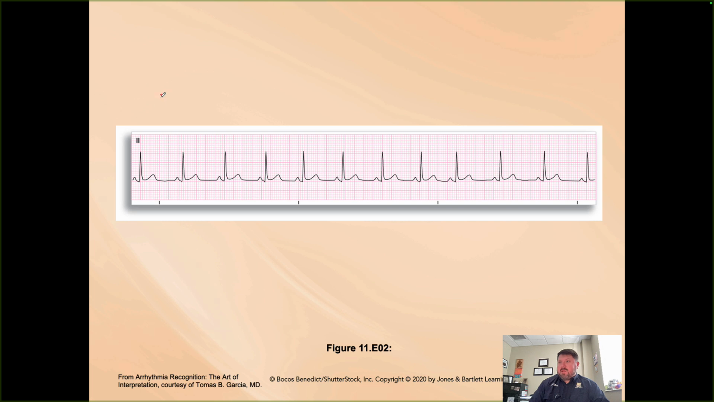Same thing as far as your 6-second strip goes. Make sure you've only got 6 seconds. 1, 2, 3, 4, 5, 6, 70 is my rate. My regularity, I can tell that there's a difference in the R to R's, so it's irregular. P waves look good. PRI is 0.16 or so, and QRS is about 0.10. So again, everything checks out except the regularity, and this is going to be a sinus arrhythmia.